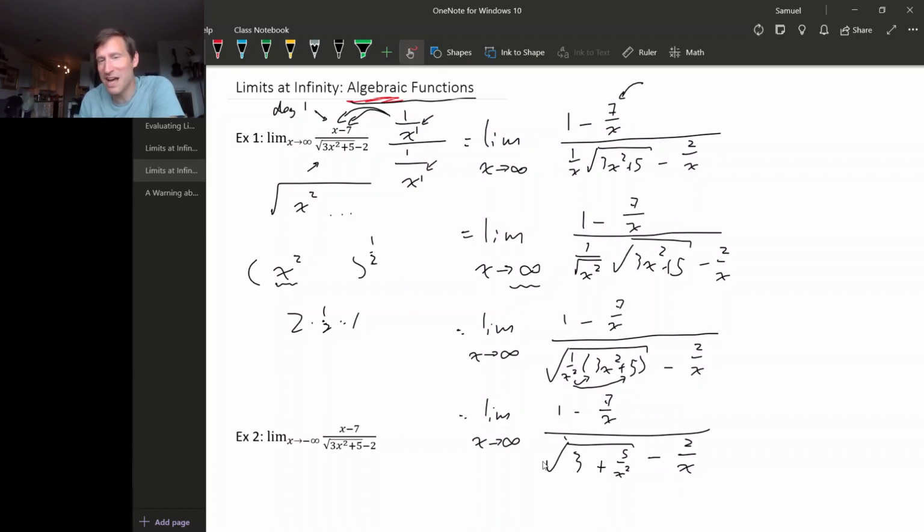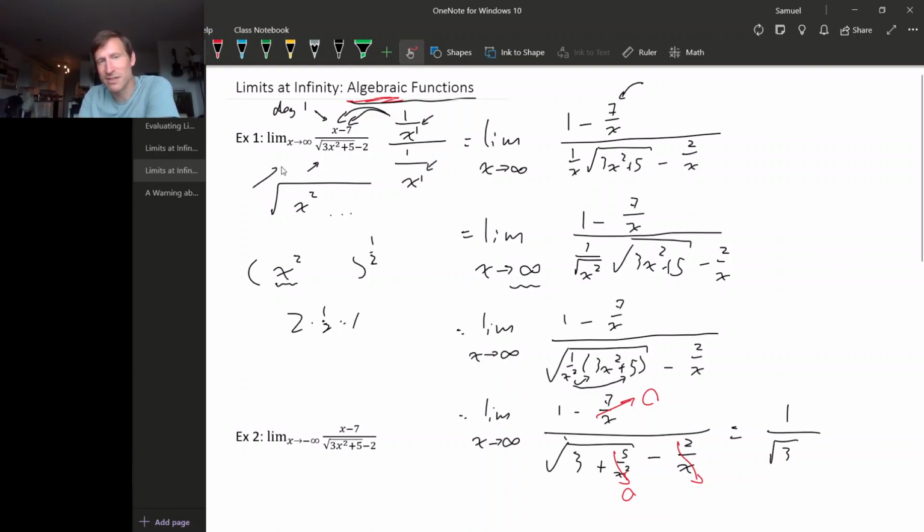Now, because the only places we have x are in the denominators of these little fractions, things are looking good for just plugging in infinity, or taking the limit immediately. So 7 over x, as x goes to infinity, that goes to 0. 5 over x squared, that's going to 0. 2 over x, that's going to 0. And so our final result is 1 plus 0 over square root of 3 minus 0. So 1 over square root of 3.